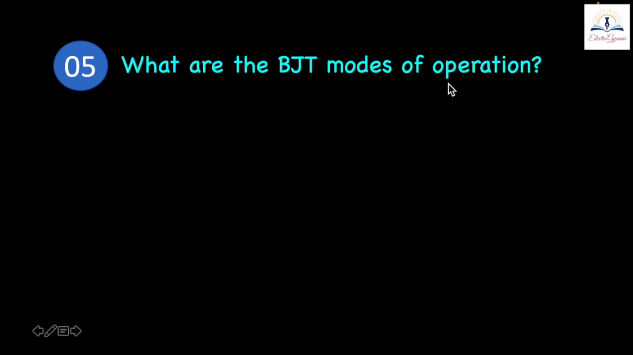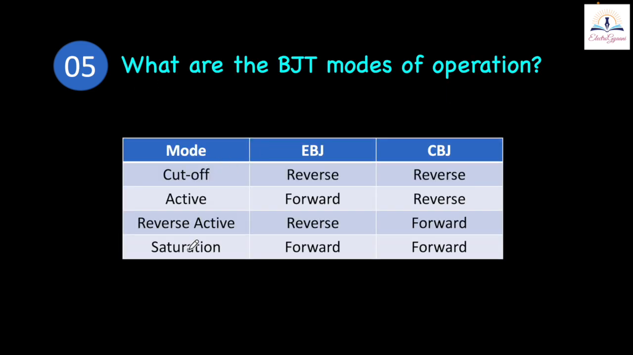And the next is what are the BJT modes of operations? There are 4 modes of operation for BJT. First one is the cutoff where emitter base junction and collector base junction both are reverse biased, and in active mode of operation emitter base junction is forward biased while the collector base junction is reverse biased. And in reverse active the emitter base junction is reverse biased, collector base junction is forward biased. And in the saturation mode both the junctions are forward biased. Normally we use the cutoff, active and saturation mode of operations.